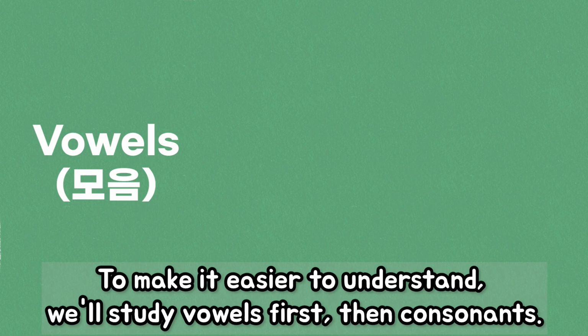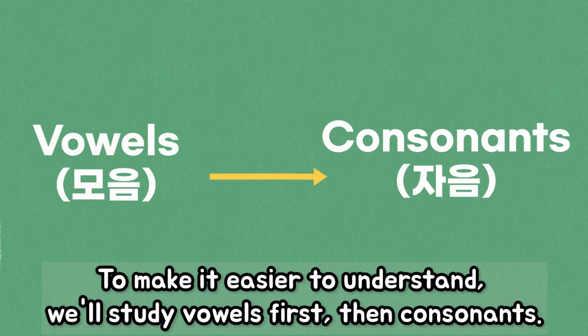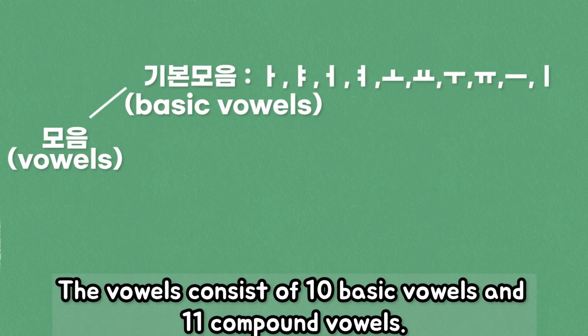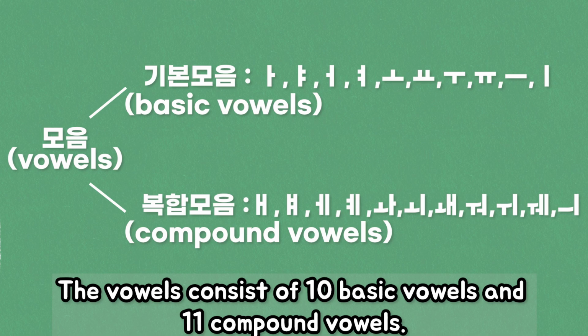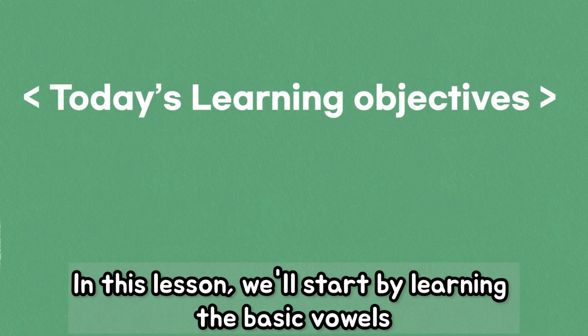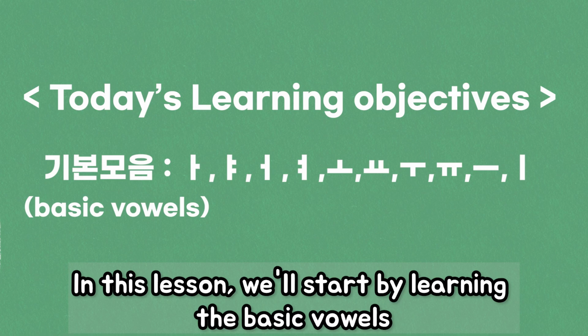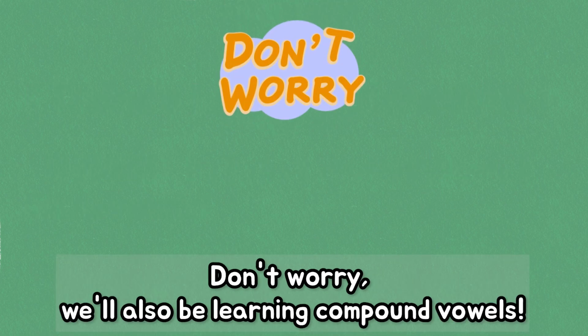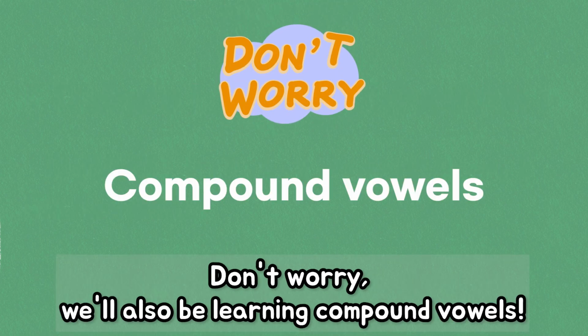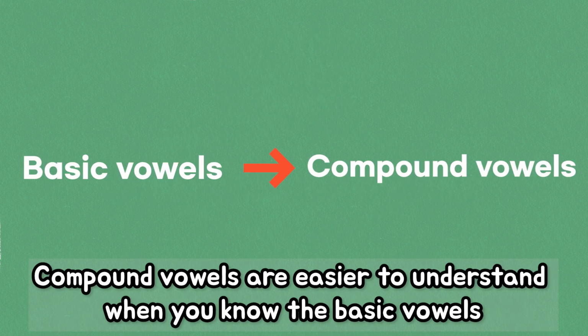To make it easier to understand, we'll study vowels first, then consonants. The vowels consist of 10 basic vowels and 11 compound vowels. In this lesson, we'll start by learning the basic vowels. Don't worry, we'll also be learning compound vowels. Compound vowels are easier to understand when you know the basic vowels.